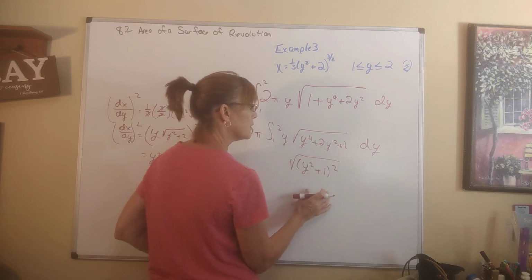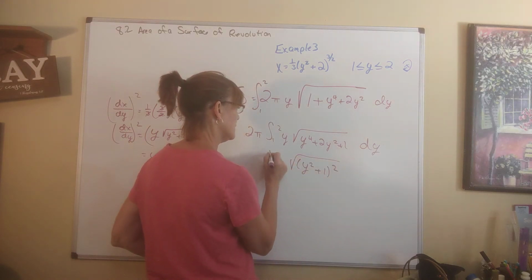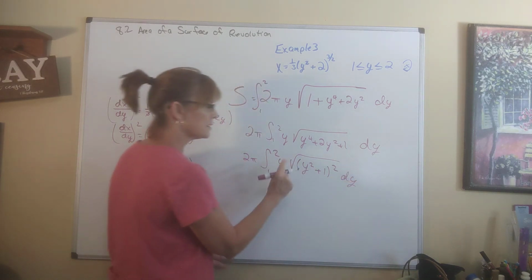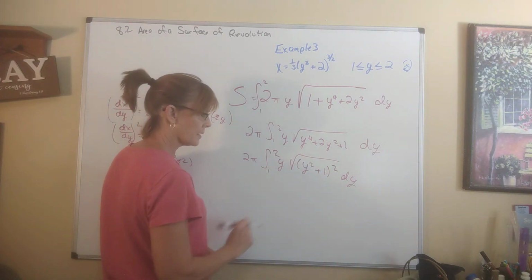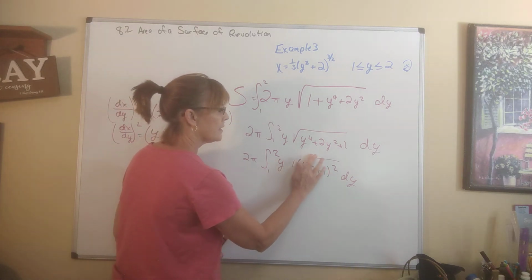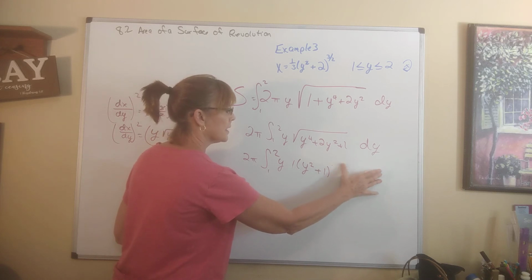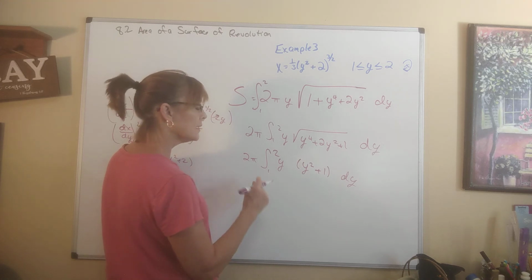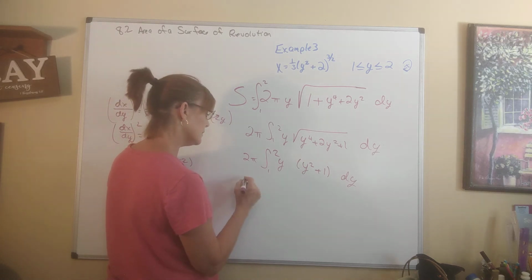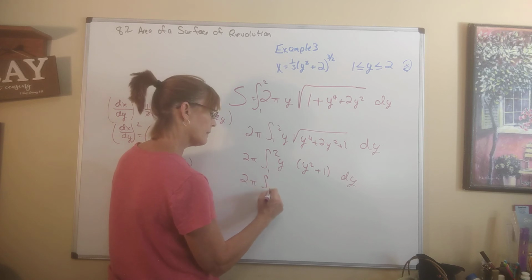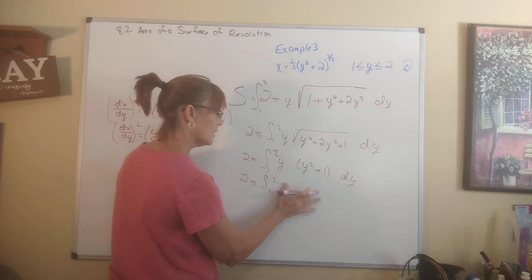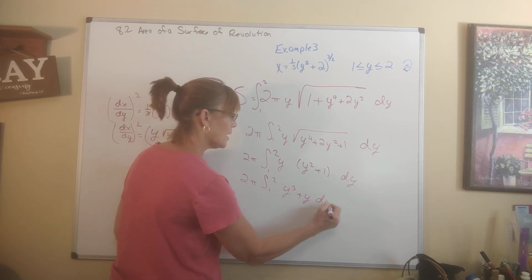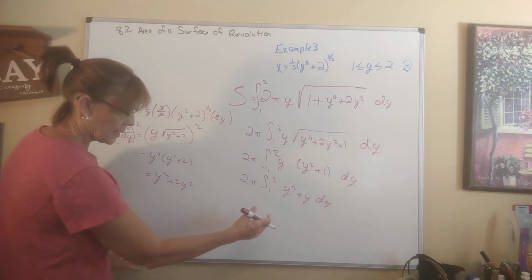So this is the square root of this squared times y, from 1 to 2, 2 pi dy, and the square root of something squared is just the something. So this square root and this power 2 get canceled, and this is what I'm left with. So that's pretty great. I can distribute this y if I want to. That's going to be y to the 3rd plus y, dy. I can integrate those very easily.